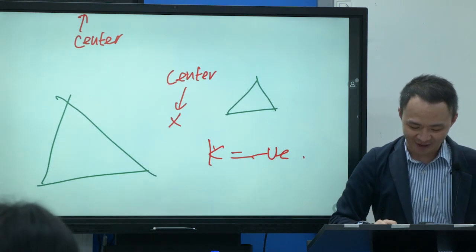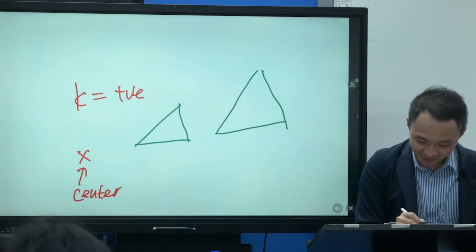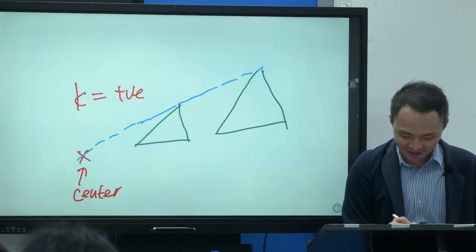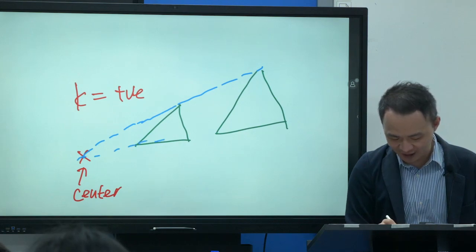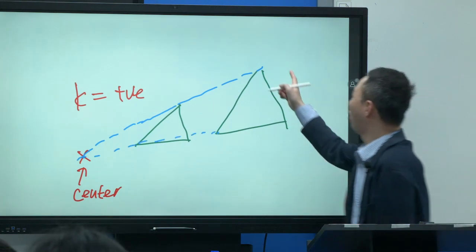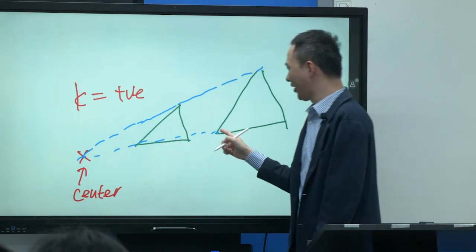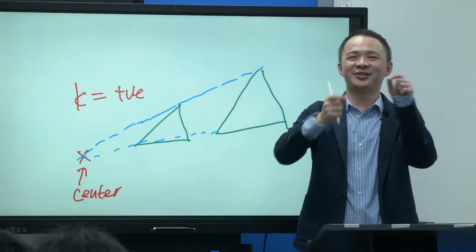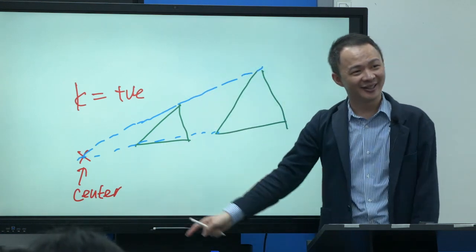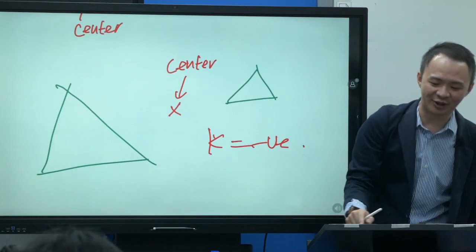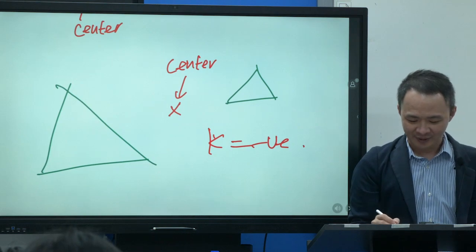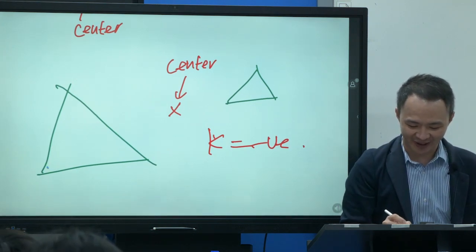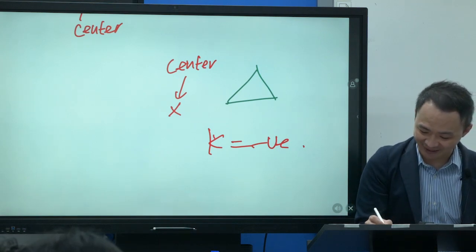Enlargement, how to find the center point? Connecting them. For example, you will connect them. They will always bersilang at the center point. Do you see that? You connect this point to this point, and this point to this point, they will intersect at the center point. No need to think, take out the ruler, connect only. Even if they are negative, you can do the same thing also. Maybe my drawing is not perfect. I think I drew wrongly, but it doesn't matter.